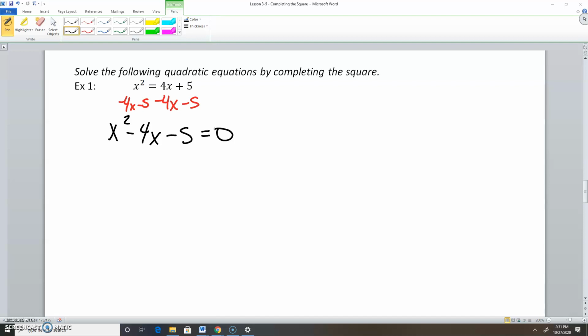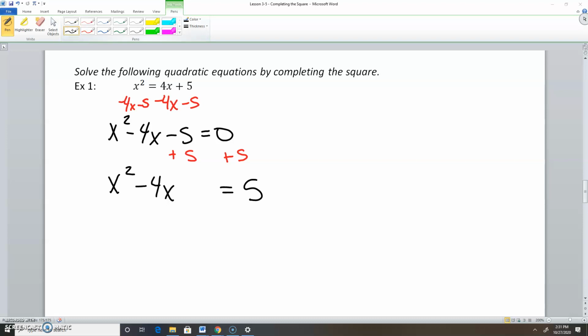Okay. First thing I need to do, I've got to move the constant term over so that I have a space. I want to have a space there so I can plug in my magic number. So I need to add 5. When I do that, I get x squared minus 4x, leave a space for your magic number, equals a positive 5.